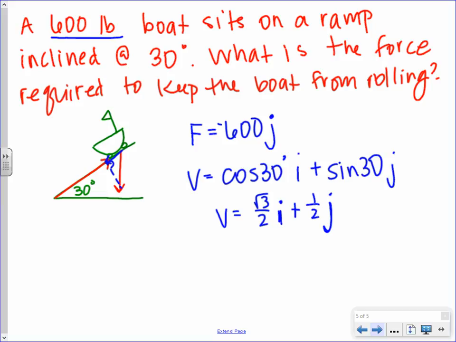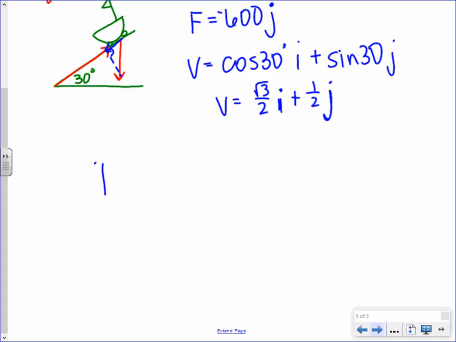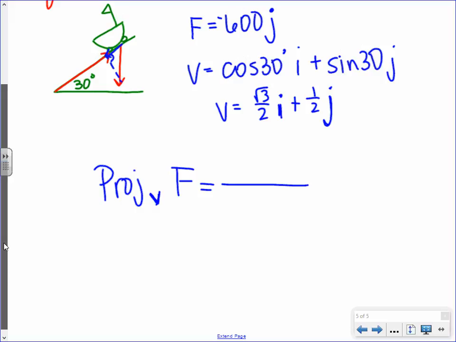Curtsy. Okay. So can we find the projection now? Yep. And we're all okay with why we're finding the projection? Yep. Okay. So the projection of our force onto V is, what do we need in our numerator? Dot product. So negative 300.